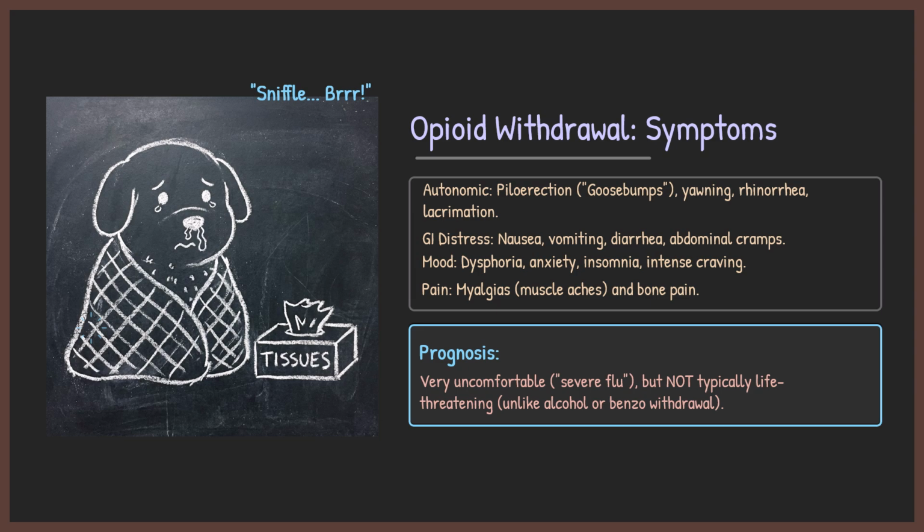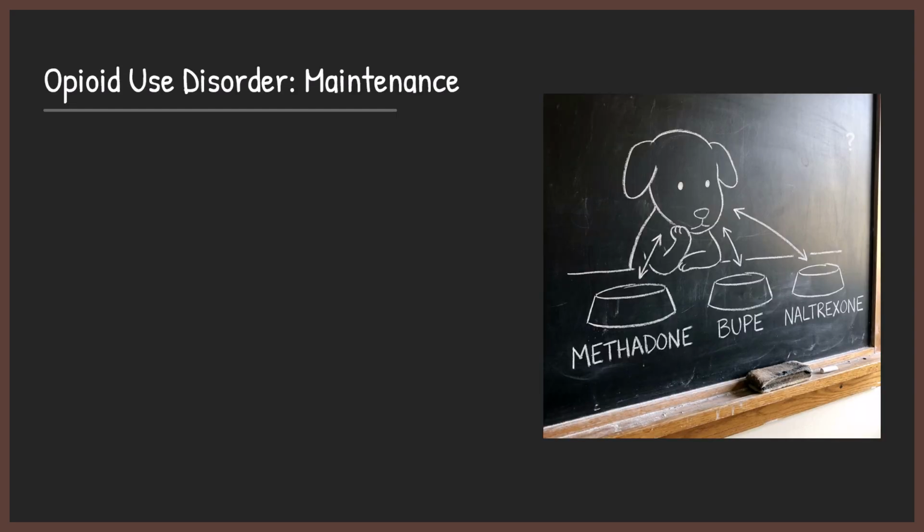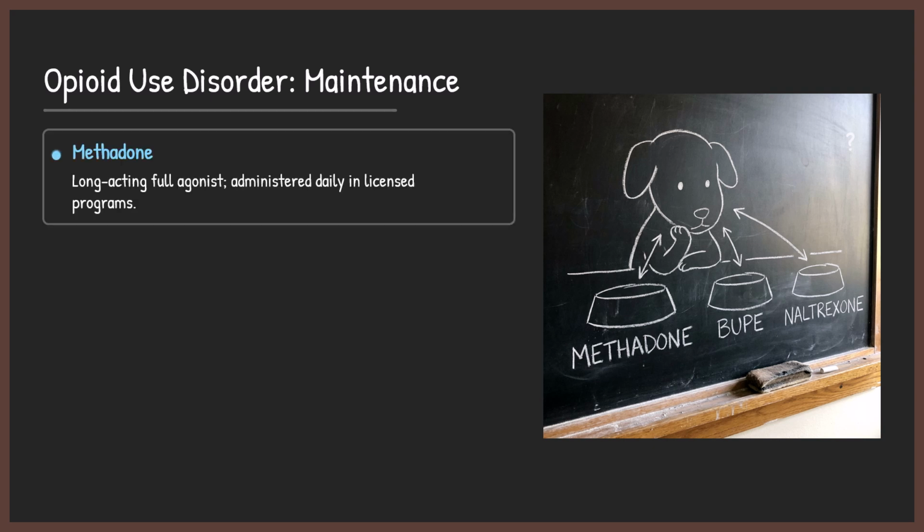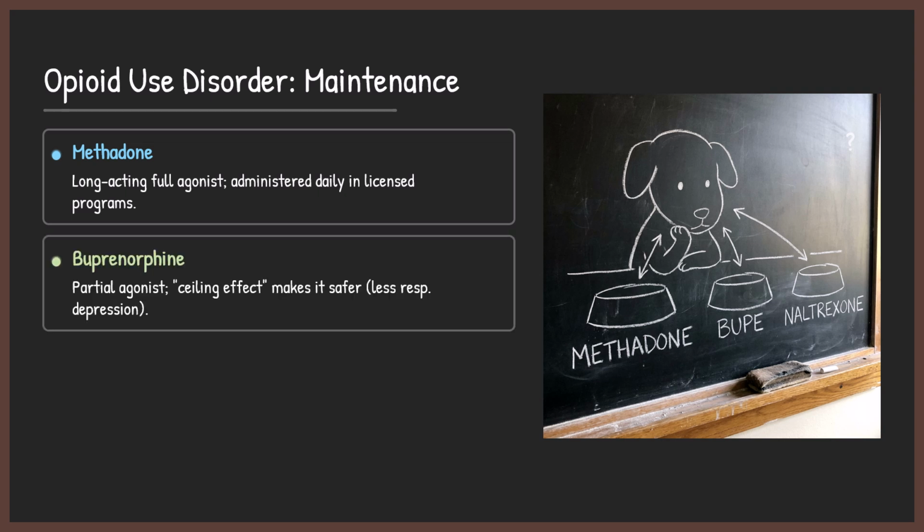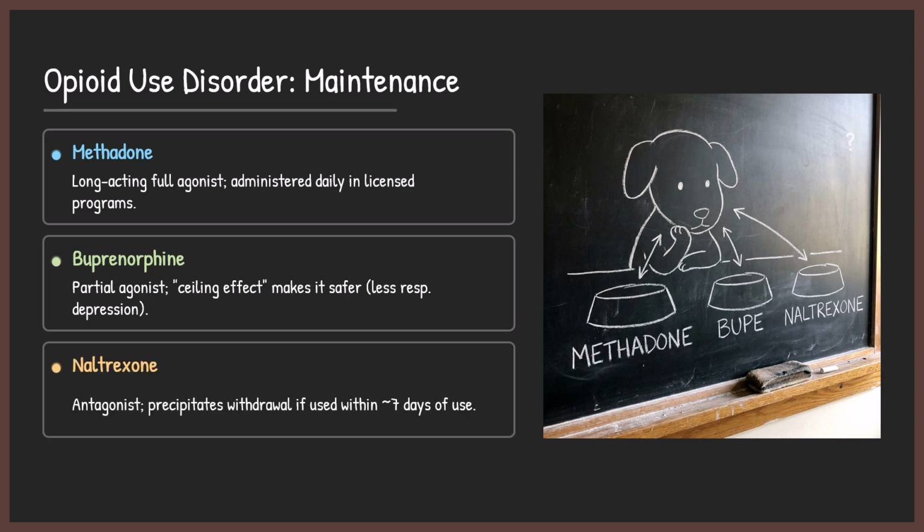Now, you might get questions on how we treat opioid use disorder. And there's 3 main medications. One is methadone, which is a long-acting full agonist. It's commonly tested on exams. There's another, which is buprenorphine, which is a partial agonist, and it is safer. There's less risk of respiratory depression with that medication. And there's naltrexone. So naltrexone is actually an antagonist, and it precipitates withdrawal if used within the past 7 days. So you definitely want to ask your patient if they have used opioids recently, because it may cause a really nasty withdrawal if you give it and they've just taken an opioid.